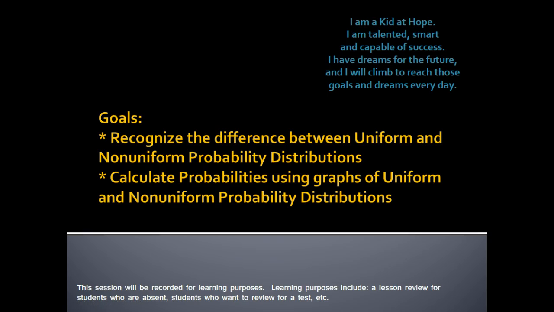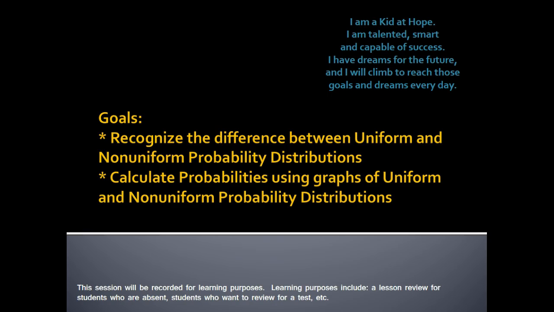The goals are to recognize the difference between uniform and non-uniform probability distributions. So we're going to see both, and we're going to try to figure out how to calculate probabilities of both types of probability distributions. And all of these are going to be continuous random variables.